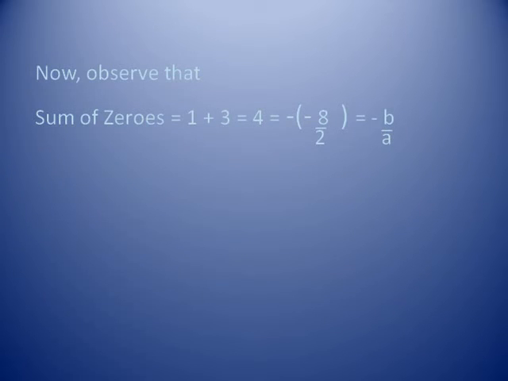Now observe that sum of zeros is equal to 1 plus 3, which is equal to 4, and this 4 can be written as minus, in bracket, minus 8 by 2. So minus 8 is the value of b and 2 is the value of a, so it can be written as minus b by a. Thus we get sum of zeros is equal to minus b by a, and product of zeros is equal to 1 into 3, which is equal to 3, and 3 can be written as 6 by 2. Now 6 is the value of c and 2 is the value of a. Therefore product of zeros is equal to c by a, hence verified.